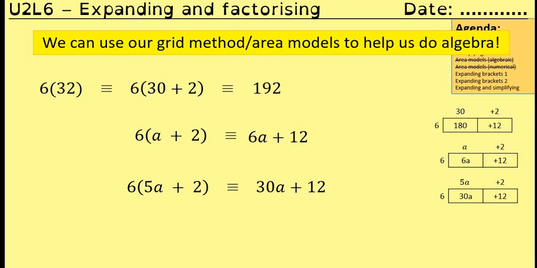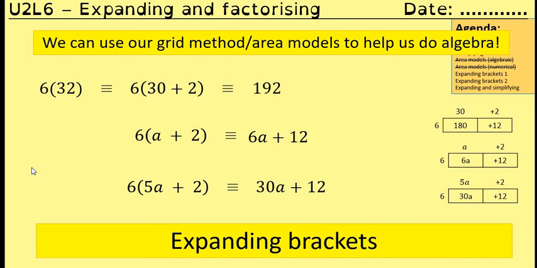Now, this process that we've just done in the second 2 examples, in the algebraic examples, is called expanding brackets. Okay, you're given a question where you've got something multiplied by a bracketed expression. So here we've got 6 multiplied by this bracketed expression, and here we've got 6 multiplied by this bracketed expression. And you use your area model to expand those brackets and get a different expression.